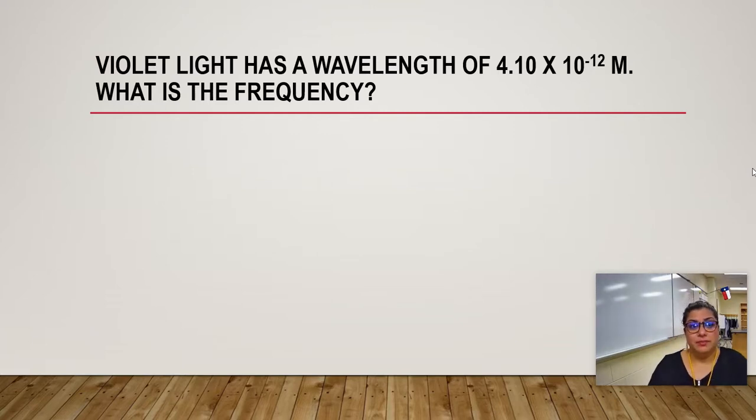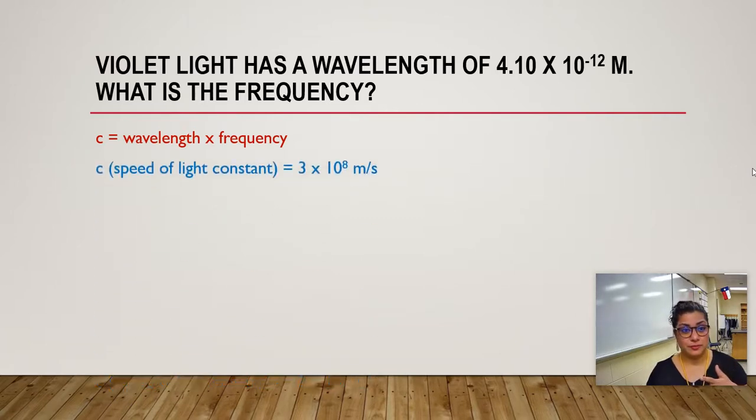Here's our first problem. Violet light has a wavelength of 4.10 times 10 to the negative 12 meters. What is the frequency? Well, that is our wave equation. C stands for speed of light equals wavelength times frequency. Pretty simple. Okay, there's our speed of light. That's our constant. Every time we see the letter C, that is the number we're going to plug in for it.